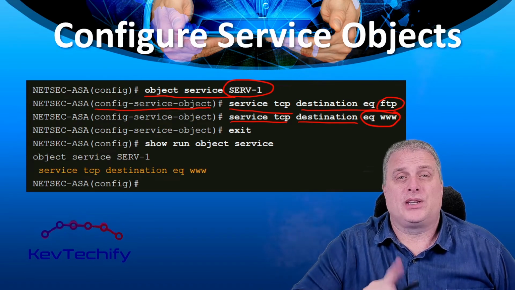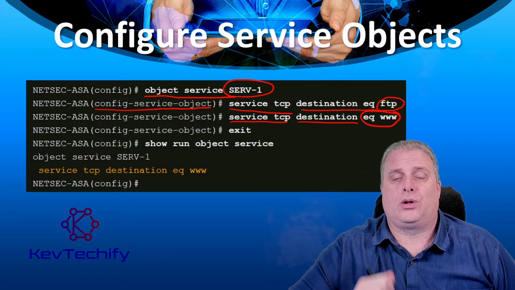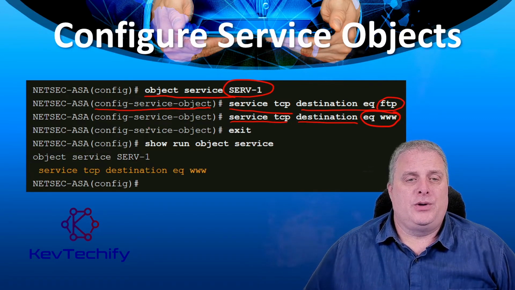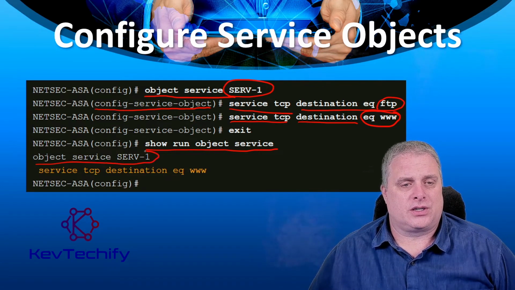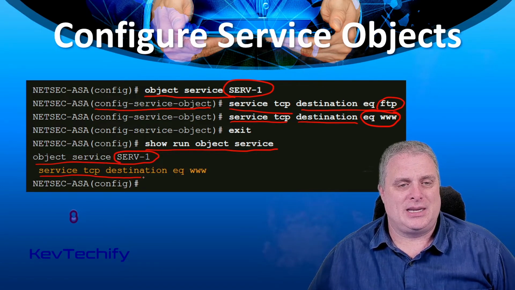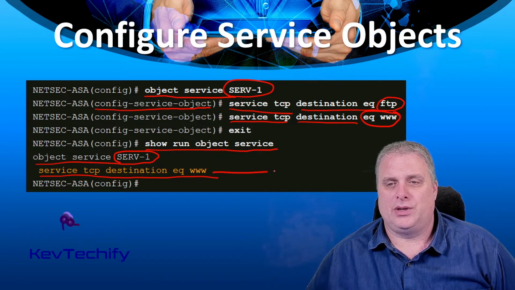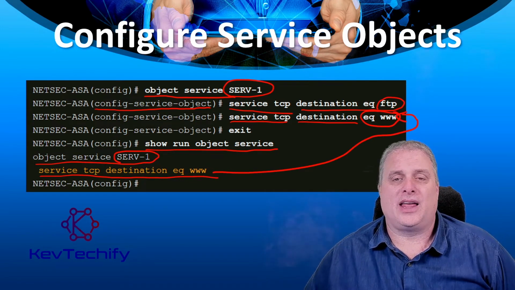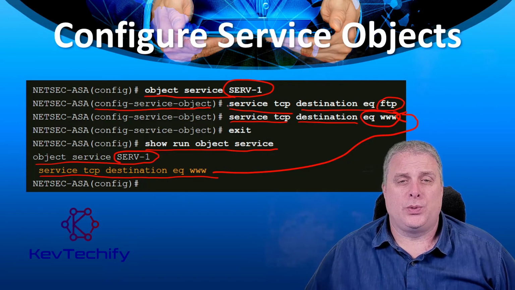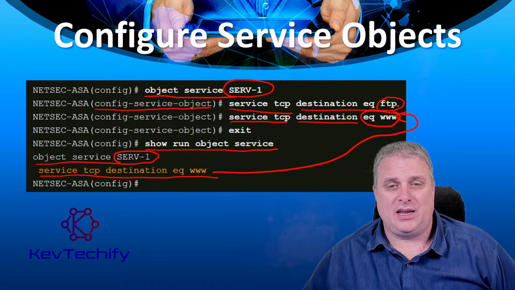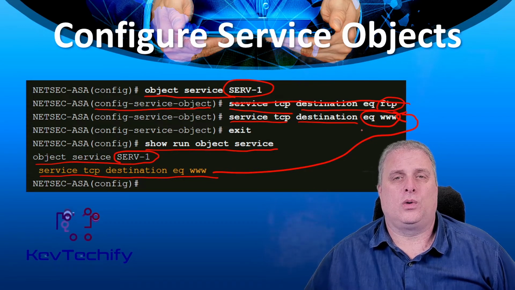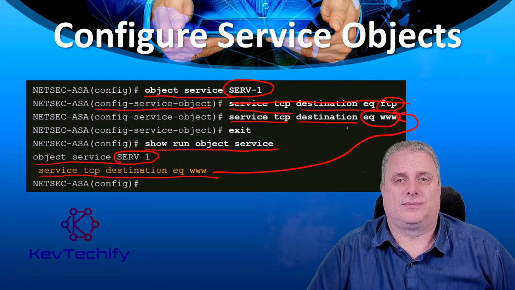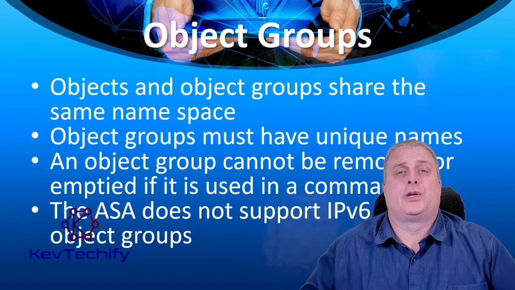Remember that the service object name can only be associated with one protocol and port. If we do a show run object service here, we can see that our object service for serve1 is service TCP destination equals www, which happens to be the last one. What happened here was we entered in the first one where it was equal to FTP. When we entered in the second one, that second one overwrote the first one, and only the second one is the one that's active.